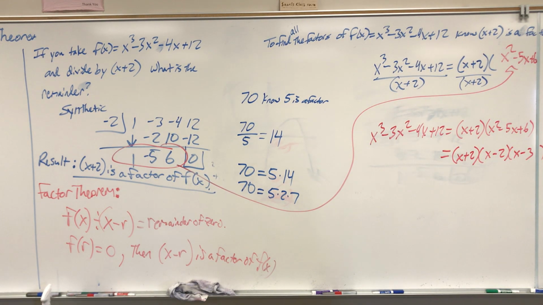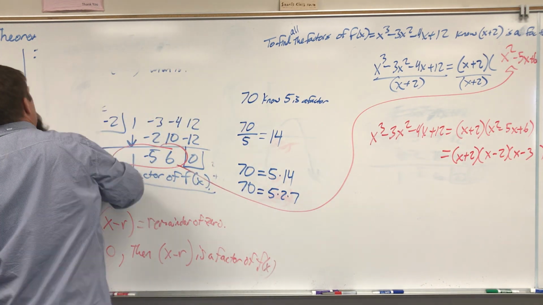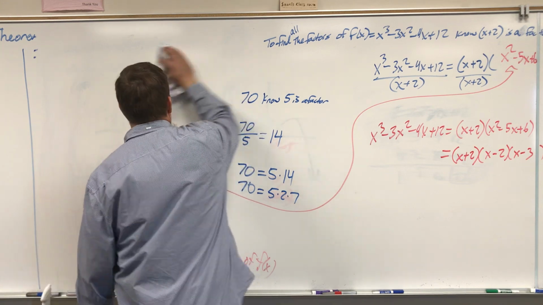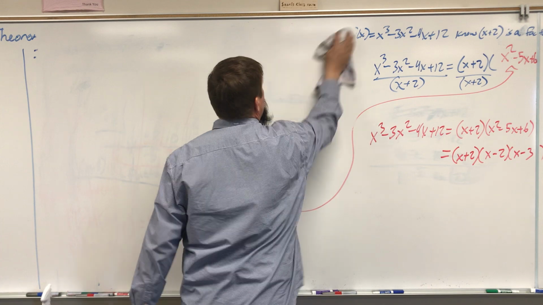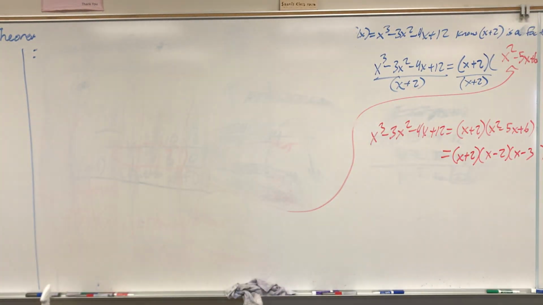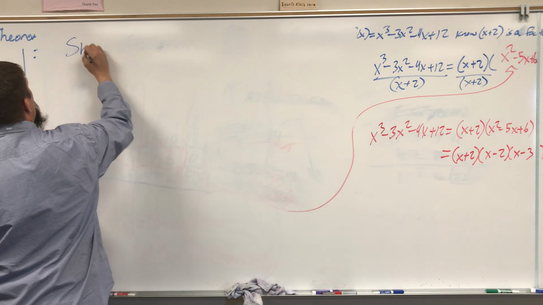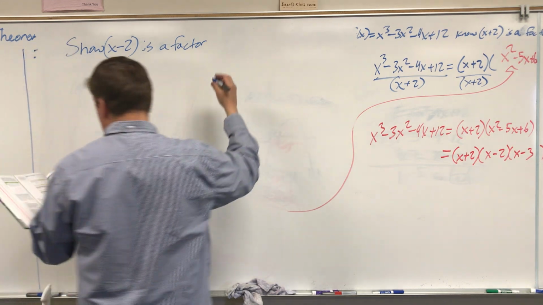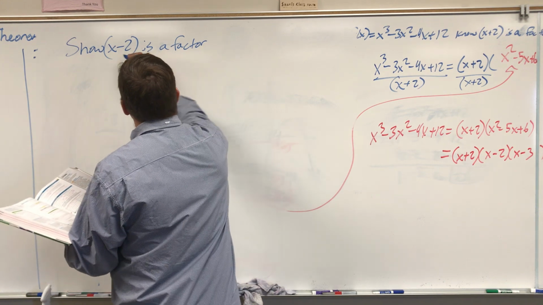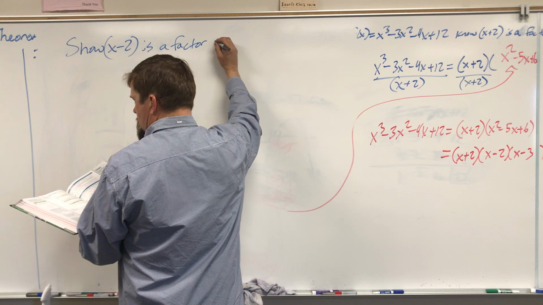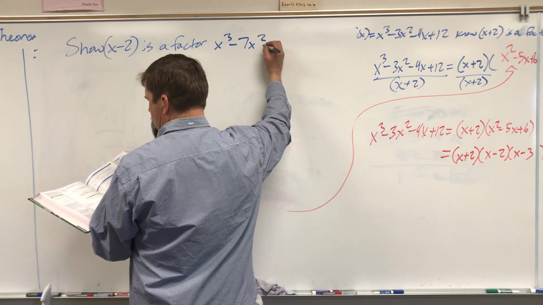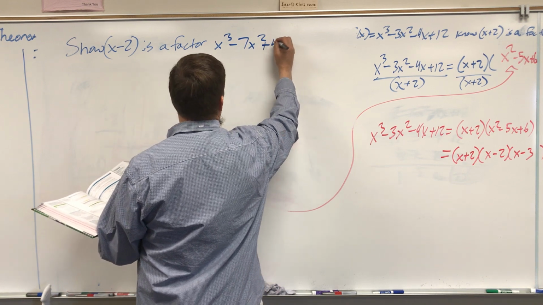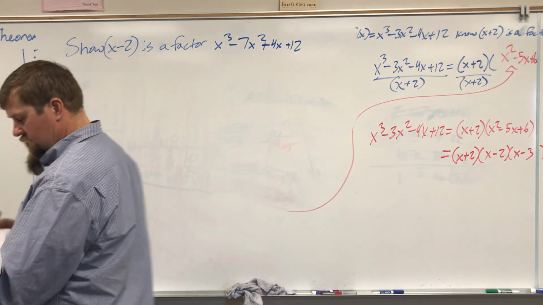Okay, so now let's jump to example 3. It says, show that x minus 2 is a factor of x cubed minus 7x squared plus 4x plus 12. So let me write that down. We show it's a factor by showing the remainder is 0, according to the remainder theorem. So we show that x minus 2 is a factor of x cubed minus 7x squared plus 4x plus 12.